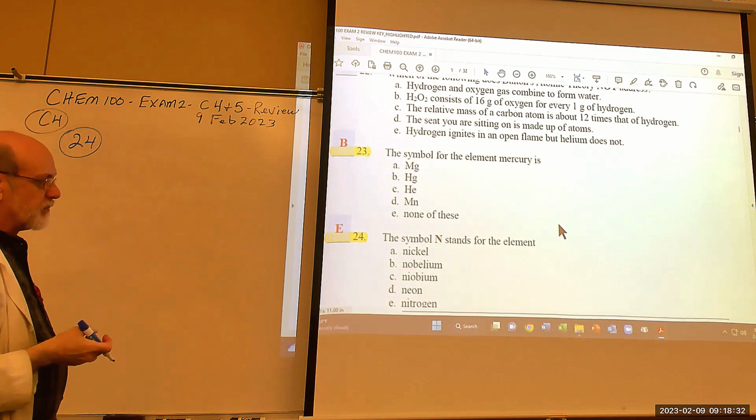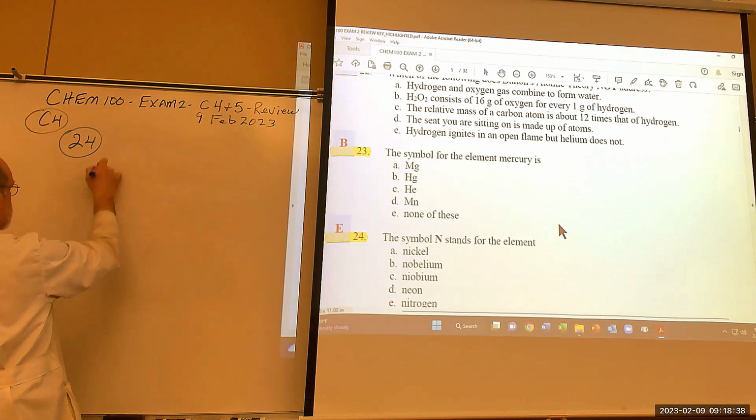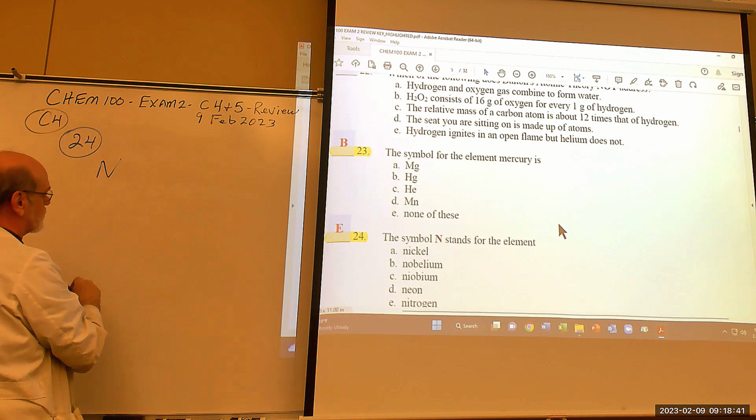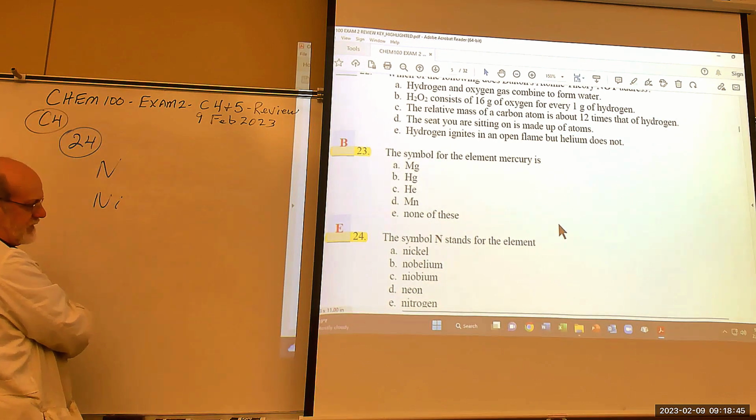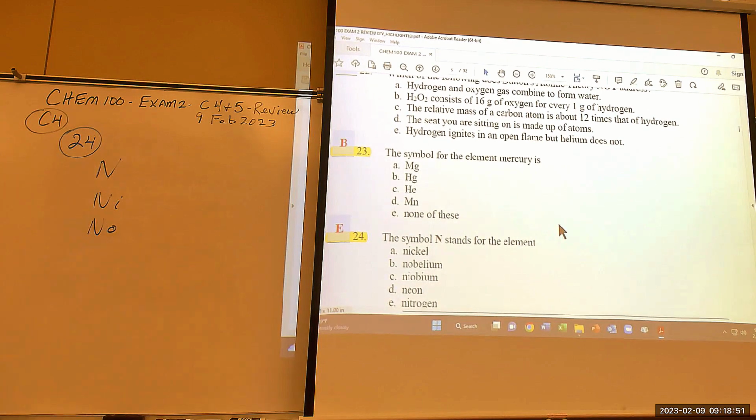24. The symbol N stands for what element? You've got several of them in here. What is N? They've got N for nickel. What's nickel? Nickel is that. What's nobelium? Nickel is, I believe, that. No, I don't know. Nobelium is, let's see, scratch my head. Now, I'm curious, I'm going to find out what it is.